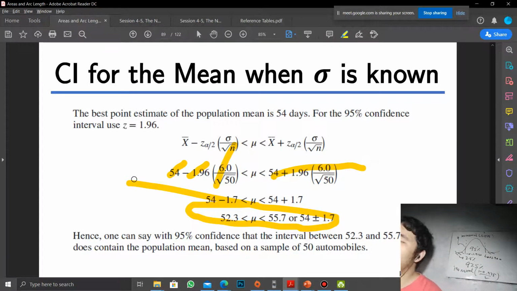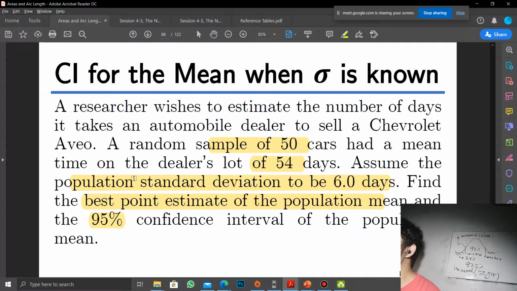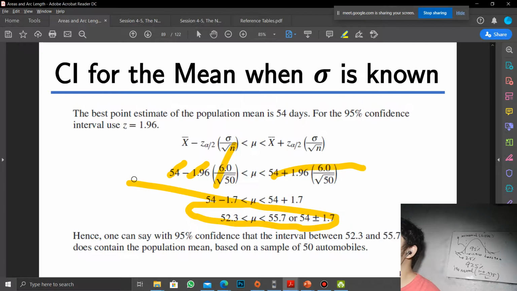For 95% confidence, I am 95% confident that the interval between 52.3 and 55.7 days contains or does not contain the mean. I can say that with 95% confidence, the interval between 52.3 and 55.7 days may contain it. There's a 95% chance that the population mean is between 52.3 and 55.7 days, based on a sample of 50 automobiles.